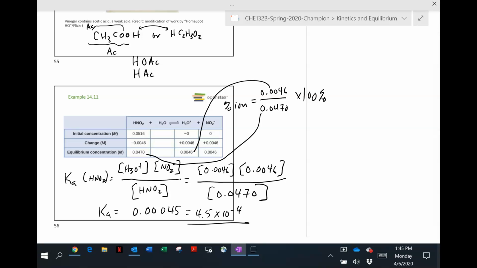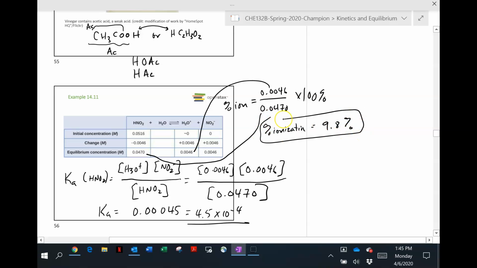I have to be careful to make sure I get the right number of zeros in the number. I'm getting a percent ionization of 9.8% for this one. So those are a couple of calculations that we could be doing from those data right there.